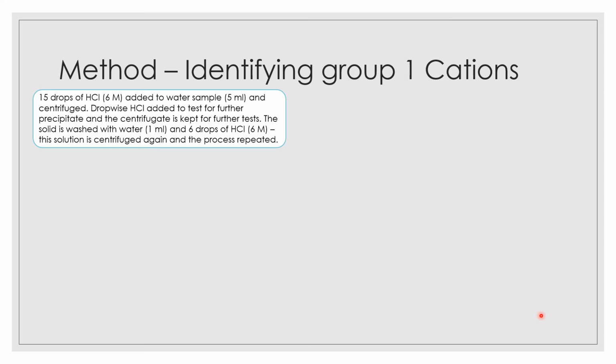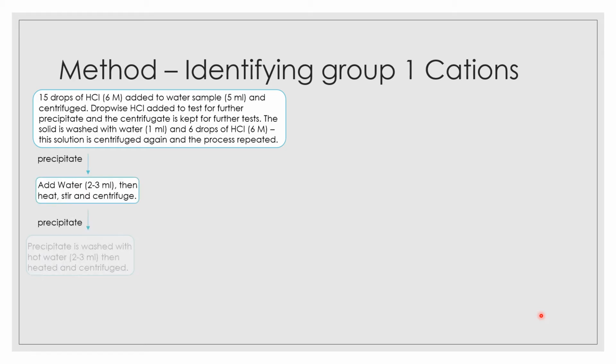So to identify the group 1 cations, we'll add some acid to our water sample and centrifuge it. And we can add some more acid after this to make sure we've got all the precipitate. All of the centrifugate will be kept for further testing. And the precipitate, the solid, we can wash, add some more acid to, centrifuge, and repeat the process and so forth.